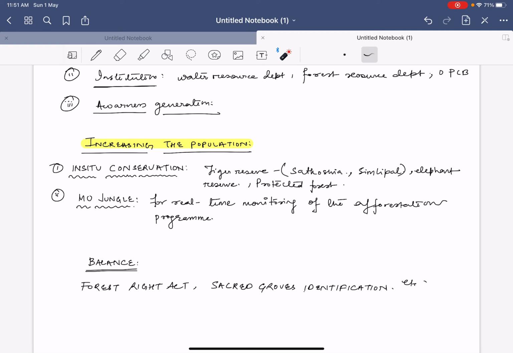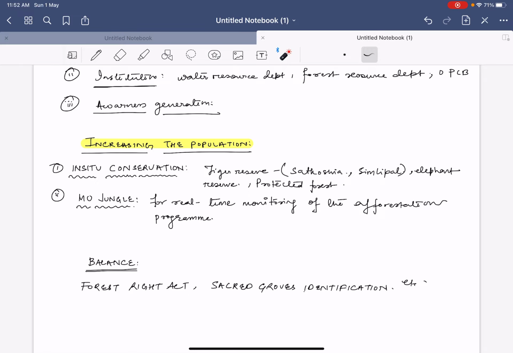See, Odisha has a present afforestation program. Now, in those afforestation programs, the problem is that majority of the time the forest tree saplings are not planted, or those places where the tree saplings have been planted are actually uprooted by the local people. Hence, to have real-time monitoring of this situation, the More Jungle app was initiated, right?